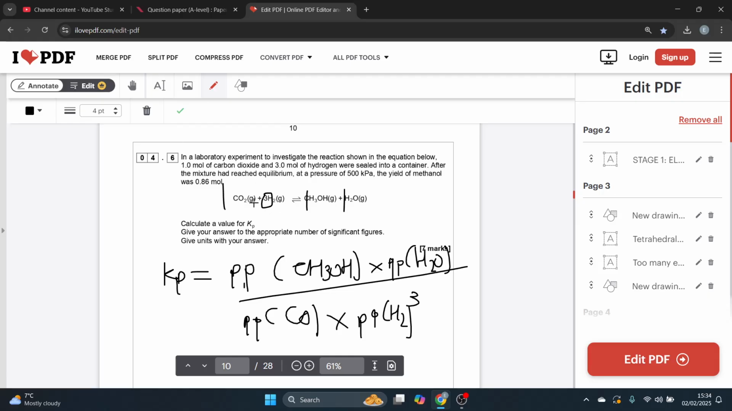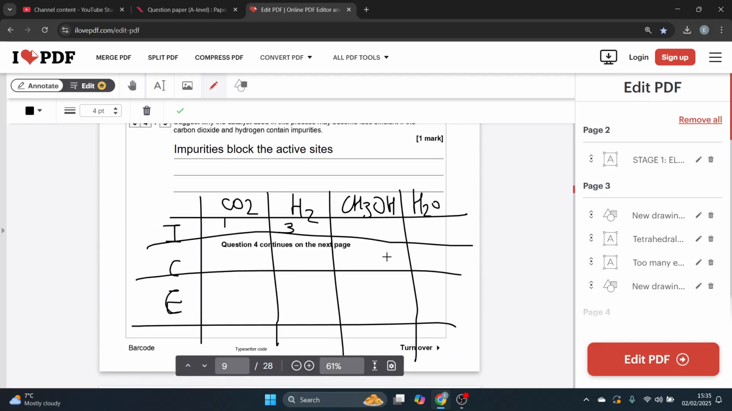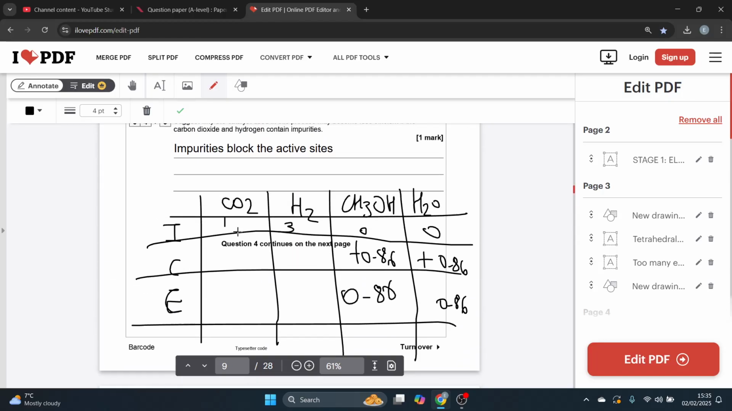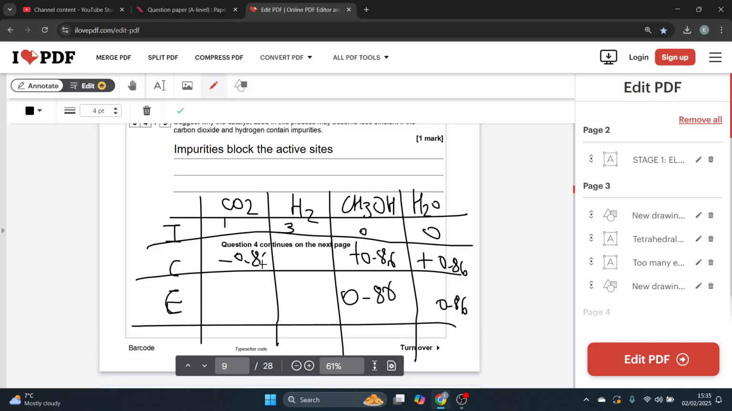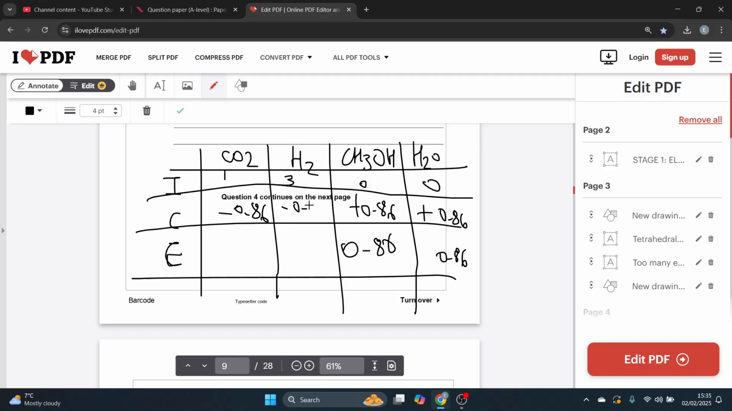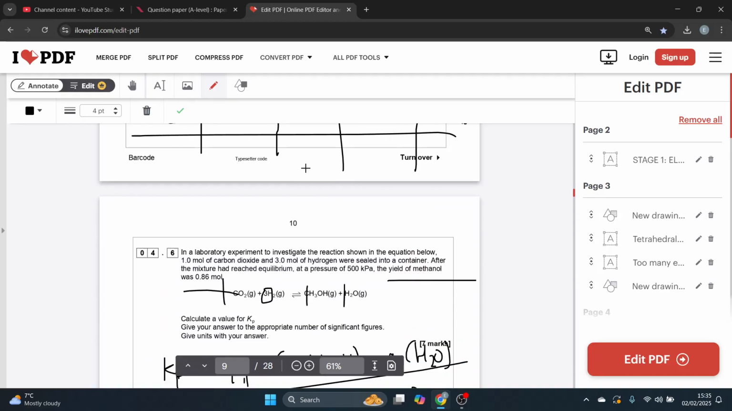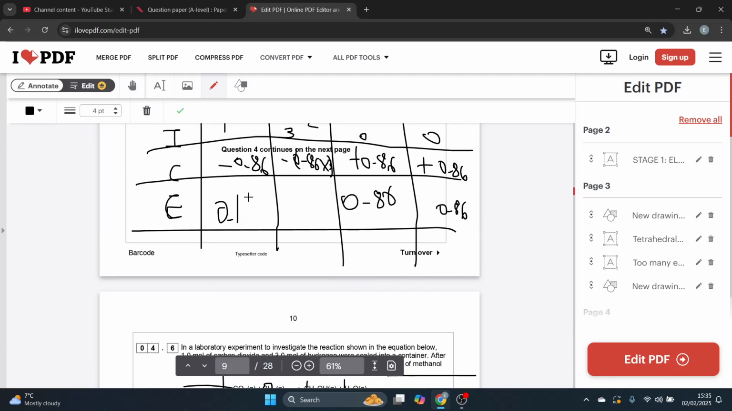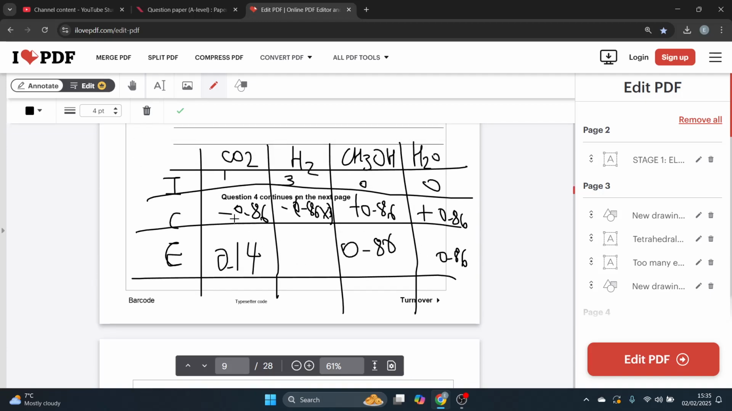After the mixture reaches equilibrium, the yield of methanol is 0.86. So methanol 0.86. So what have I done to methanol? Added 0.86. For water, I'm going to add 0.86, 1 to 1 molar ratio. Whereas on the left hand side, I'm going to minus 0.86. And for hydrogen, I'm going to minus 0.86, but because of the 3 to 1 molar ratio, I'm going to times that by 3 as well. So 1 minus 0.86 is 0.14. And then 3 minus 0.86 times 3, because 3 moles of it, is 0.42.